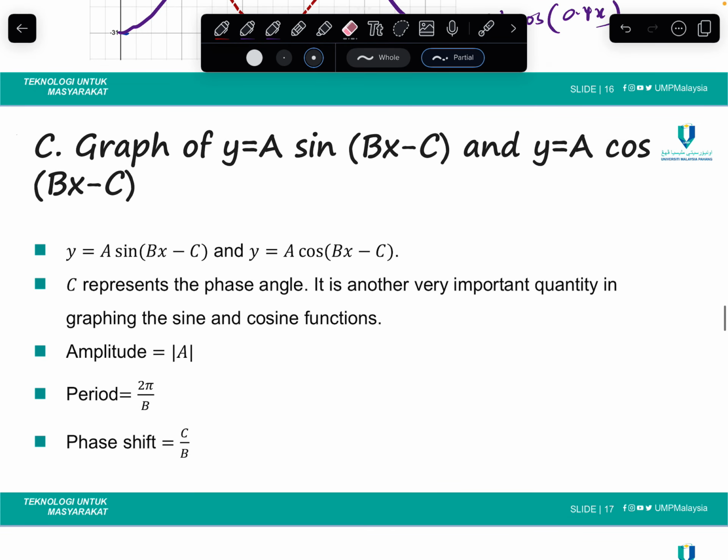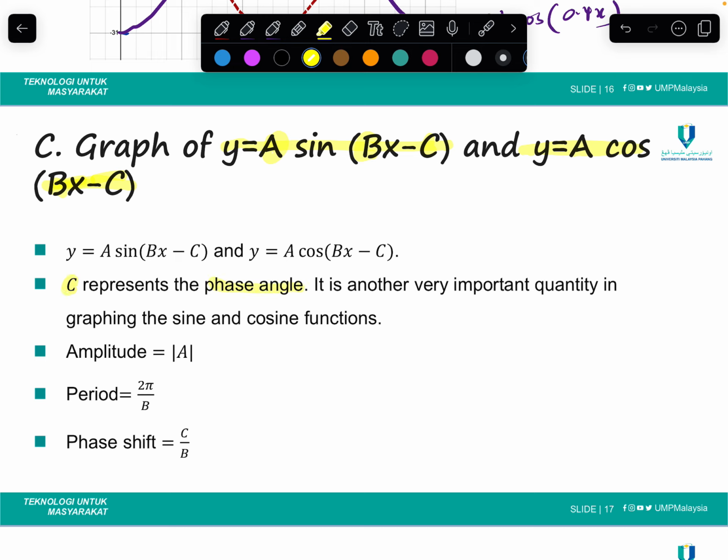Okay, now let's go to part C. This is the most complex between A and B, where here we have three unknowns. You have A, B, and C, and the format is y equal to A sine bx minus c. Or if you are using cos, it is y equal to A cos bx minus c. So here C represents the phase angle.